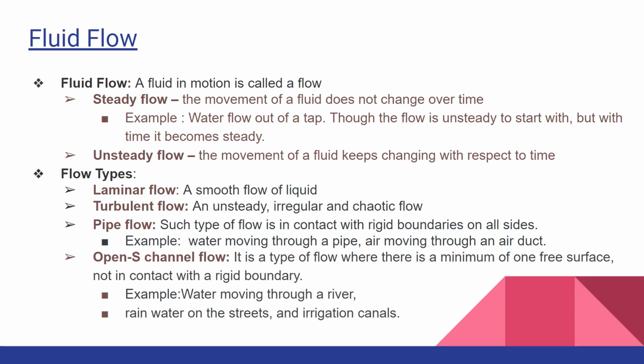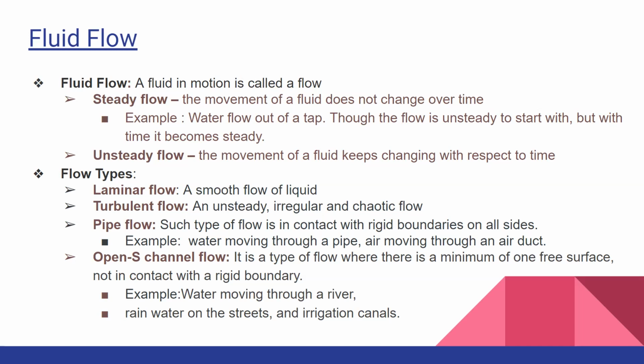You also have pipe flow, which is basically when a fluid is moving through a pipe and while moving, it's in contact with an immovable boundary on all sides. And you also have open channel flow, which is a type of flow where there's at least one free surface that's not in contact with a rigid boundary, such as water moving through a river or rainwater traveling down through the gutters.